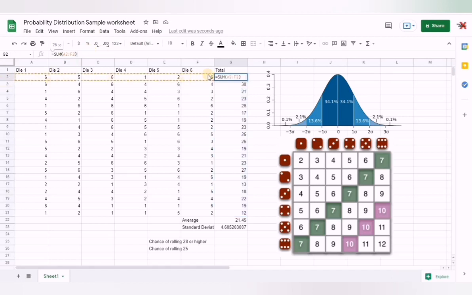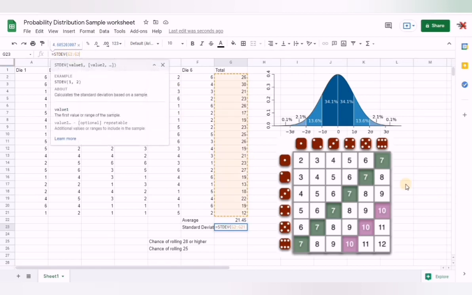Summing the entire row of dice rolls, and then copied it all throughout G21, which is the last row. And then below that, we have the average. So of course, you're just going to use average. You average the entire roll results. And then for standard deviation, here is your formula, STDEV, G2 to G21.